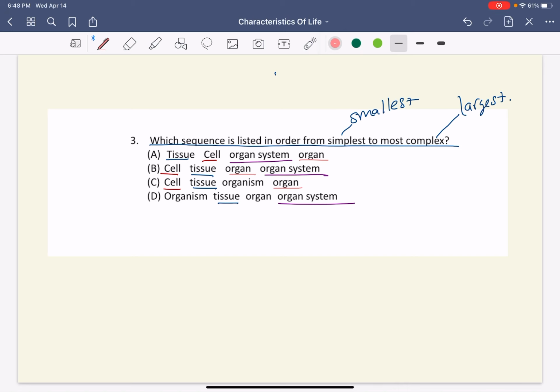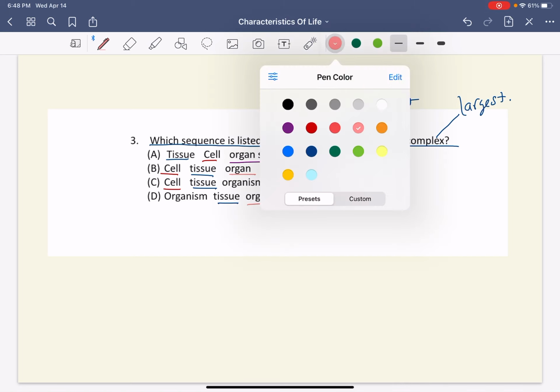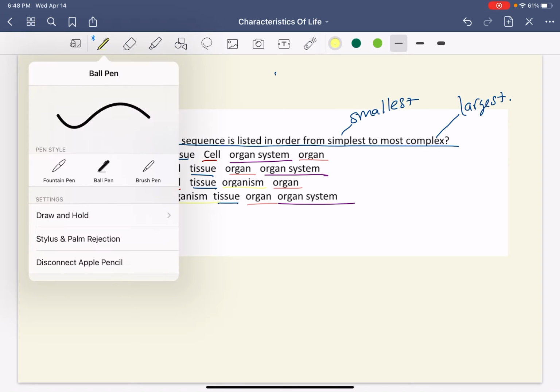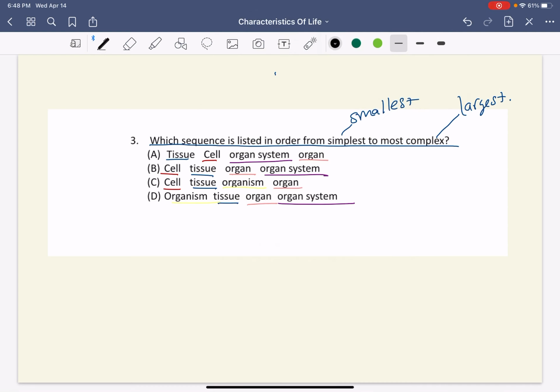Organ, organ, organ, organ. Organism, organism. Okay, so we are going to use what we have and work from smallest to largest. What is the smallest thing to the largest thing? Now, you're going to find a lot of these questions asking for the levels of organization.